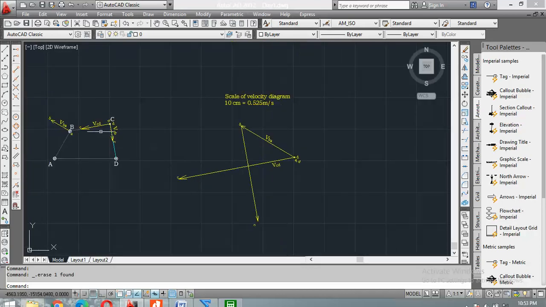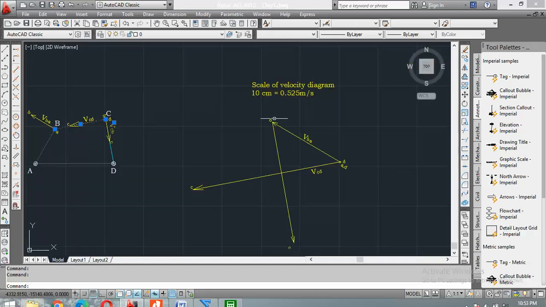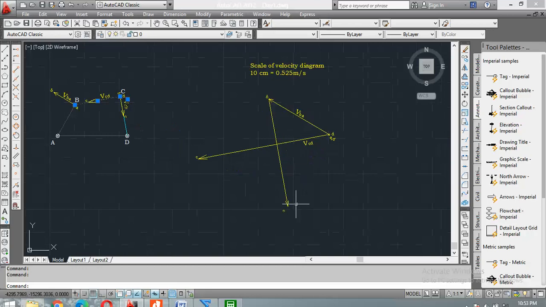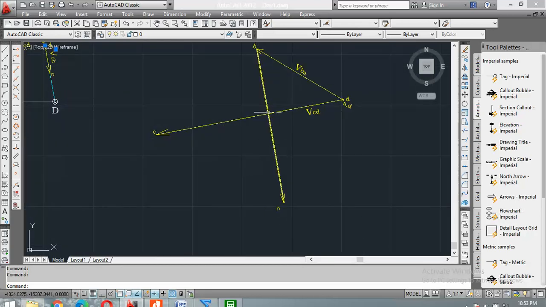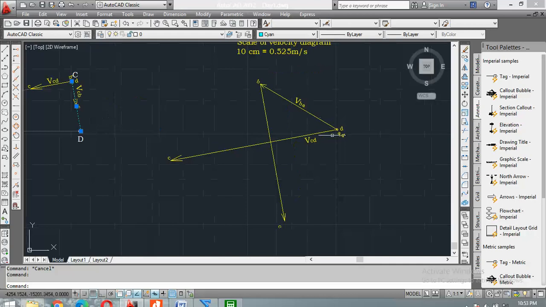What was our conclusion number 1? Considering this BC link, we derived one conclusion. What was that conclusion? C point must fall on this line. That was the conclusion by considering link BC. And what was the second conclusion considering this CD link? The second conclusion was C point must fall on this line.